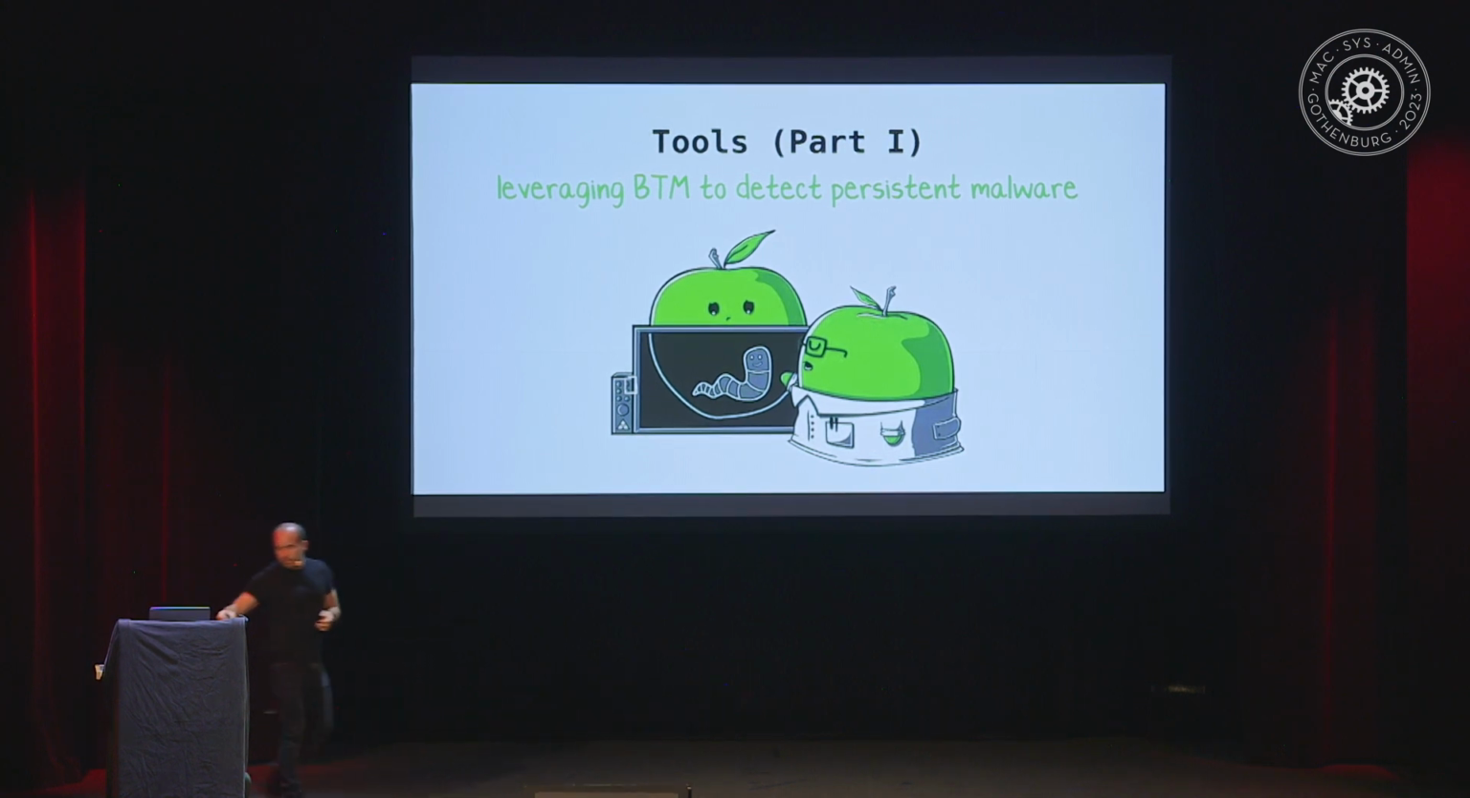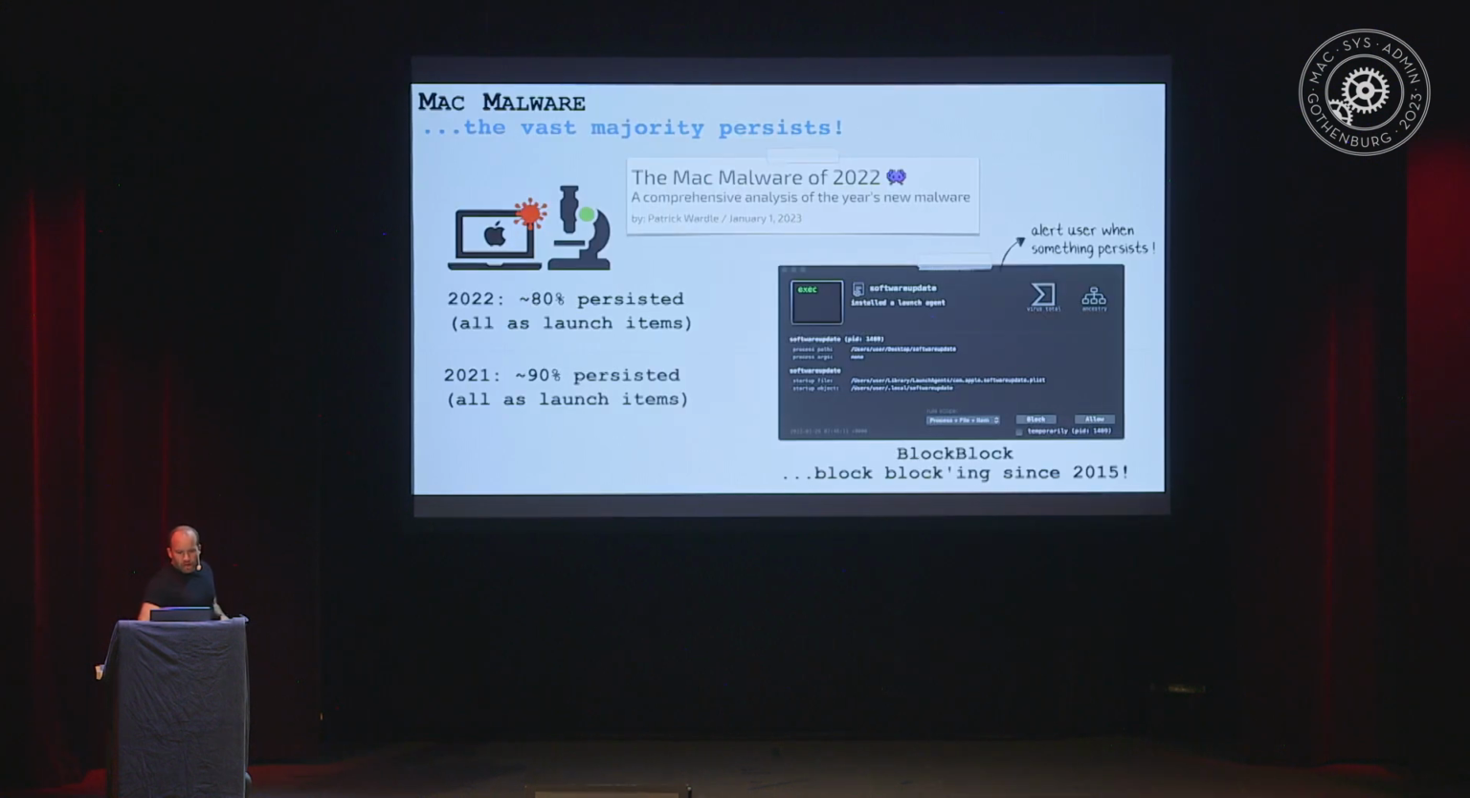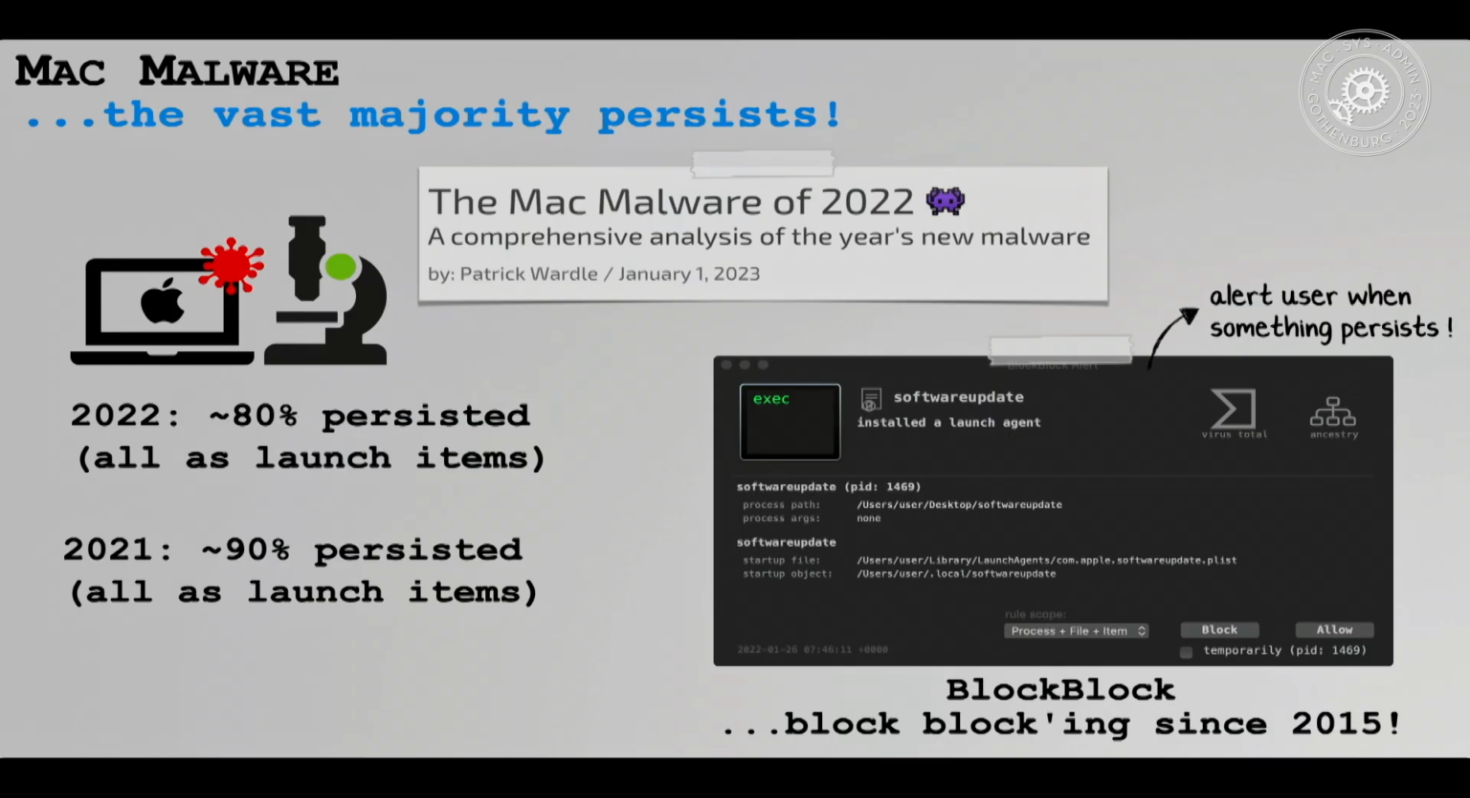Starting with talking about how to enumerate all persistently installed components on your operating system. And it should be pretty obvious, but just to reiterate, the reason we want to do this is the vast majority of Mac malware is going to persist.